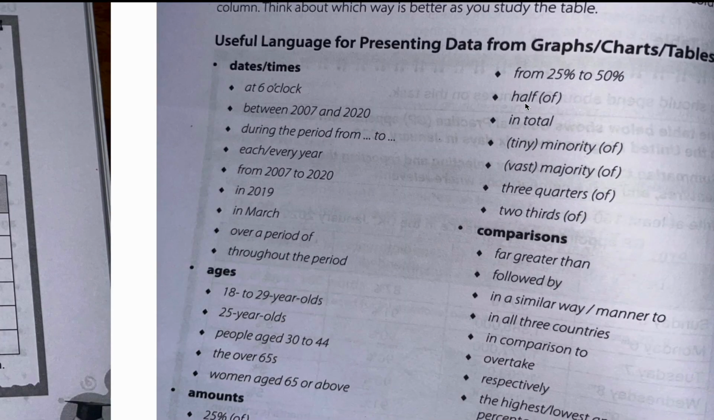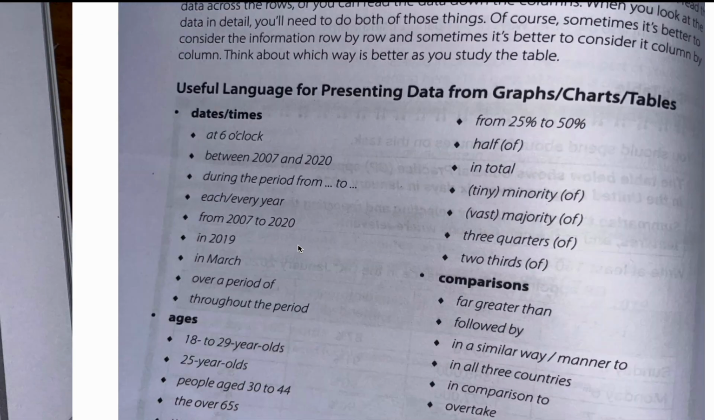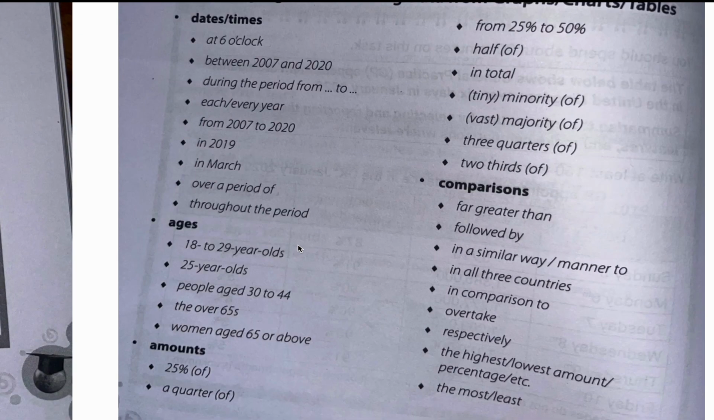Now let's also see some of the important language which we have to use when we are presenting data from graphs, charts and tables. Between 2007 and 2010, during the period from, each or every year, from this year to this year, in 2019, in March, over a period of, throughout the period. When we're talking about ages: 18 to 29-year-olds, people aged 30 to 44, the over 65s, which means people above the age of 65, women aged 65 or above. Amounts: 25% or just 25%, a quarter, from 25% to 50%, half of, in total, minority of, majority of, three quarters, two thirds. Comparisons: far greater than, followed by, in a similar way, in a similar manner, in all three countries, in comparison to, overtake.